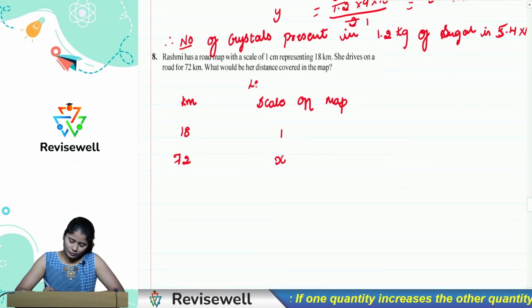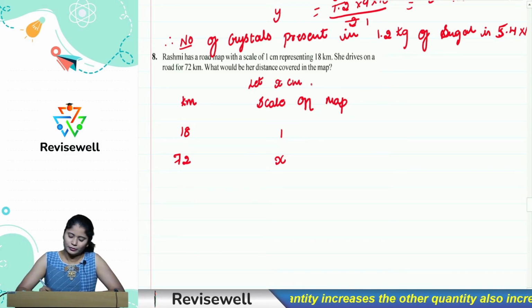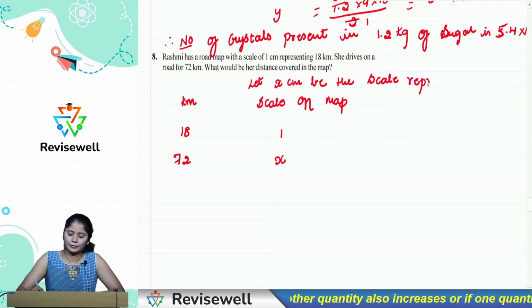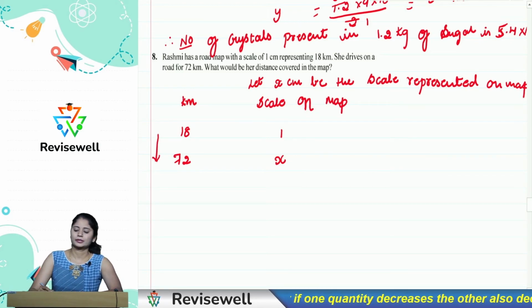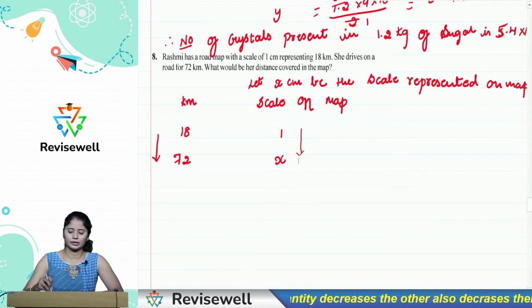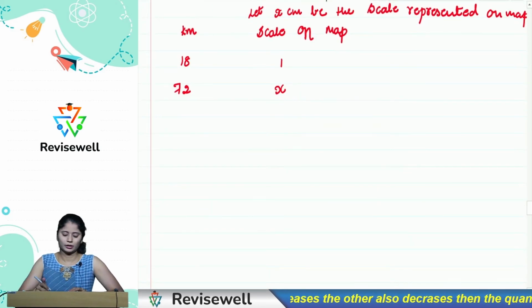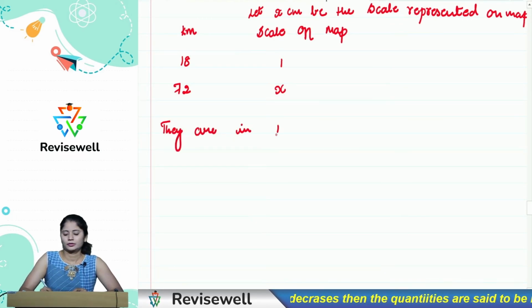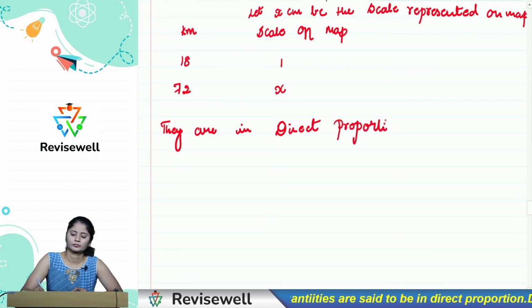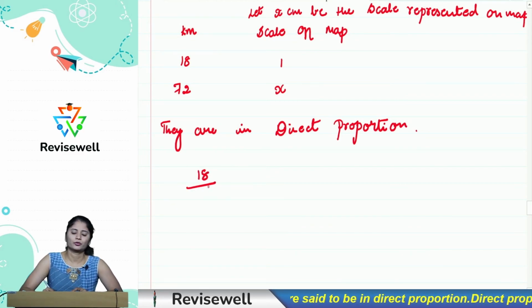Let x centimeter be the scale represented on the map. So that means if you are increasing the number of kilometers, then definitely the scale on the map will also increase. That means they are in direct proportion. That means the ratio of 18 over 1 will be equal to 72 over x.